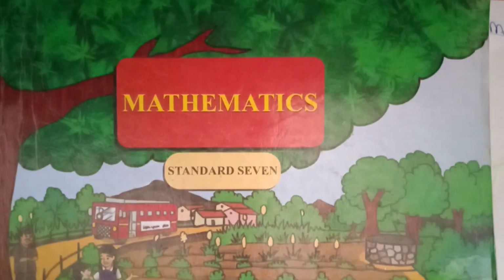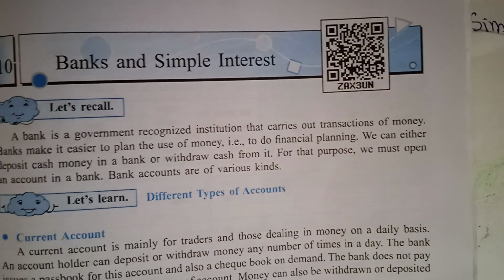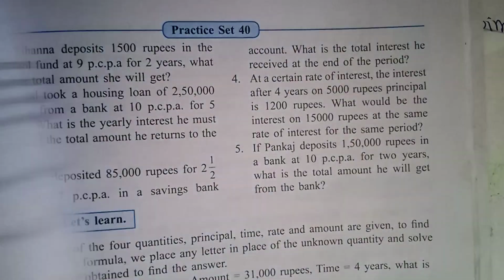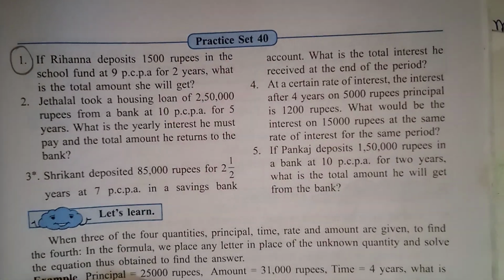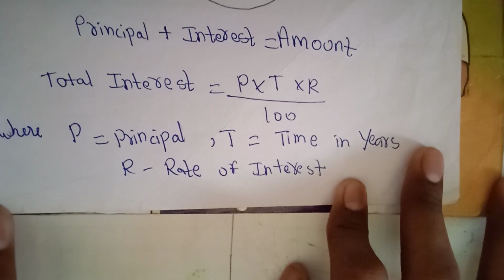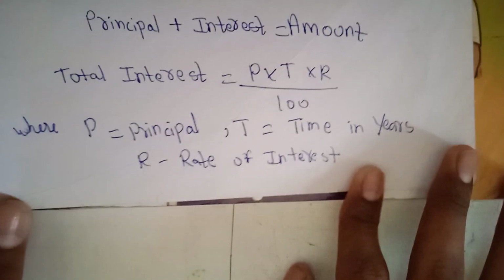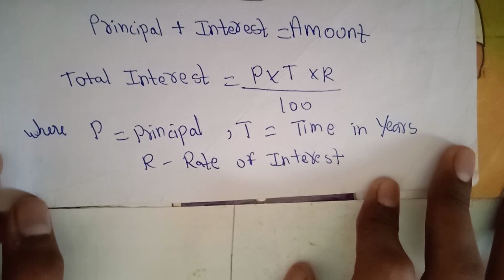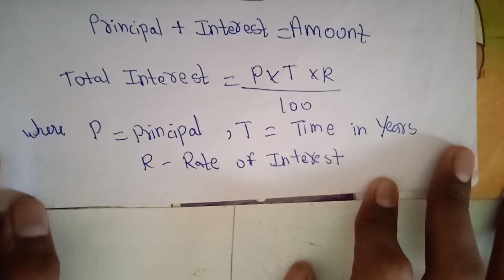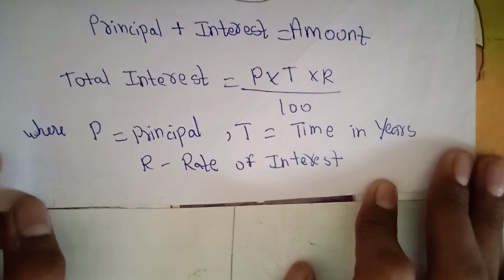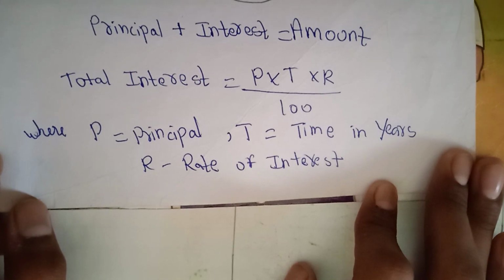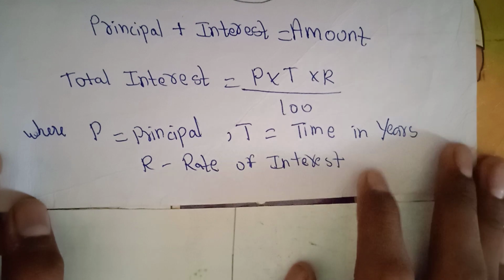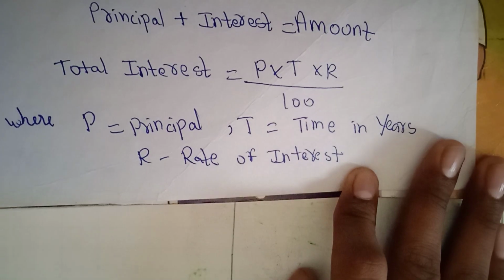Today we are going to do class 7th mathematics chapter number 10, banks and simple interest, practice set 40. So let's start. Before starting the practice set you must know two formulas to solve it, that is, principal plus interest is equal to amount, and total interest is equal to P into T into R upon 100, where P is equal to principal, T is equal to time in years and R is equal to rate of interest. So let's start the practice sets.